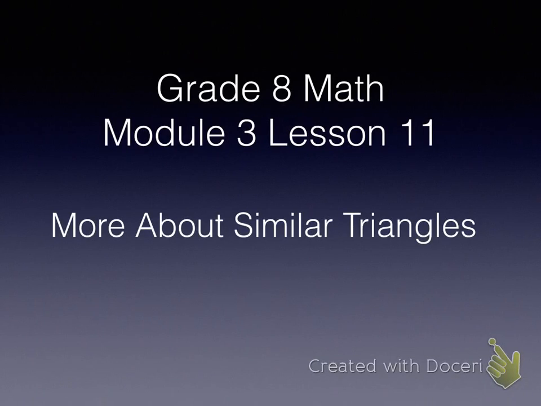Okay, this is lesson 11 of module 3, more about similar triangles. In this lesson, we are going to put together some of the things we already know about dilations and the fundamental theorem of similarity, the angle-angle criterion that we talked about in lesson 10. And we're going to be looking at triangles and, with given information, trying to figure out whether they are similar or not.